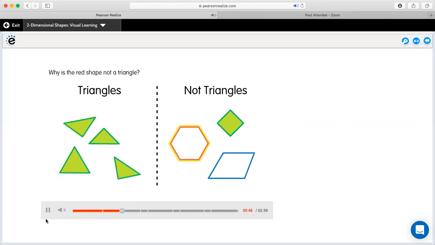The triangles all have 3 angles. Why is the red shape not a triangle? Well, it has 1, 2, 3, 4, 5, 6 sides. It has 6 vertices, and it has 1, 2, 3, 4, 5, 6 angles. So it cannot be a triangle. The red shape has 6 sides. Triangles have exactly 3 sides.